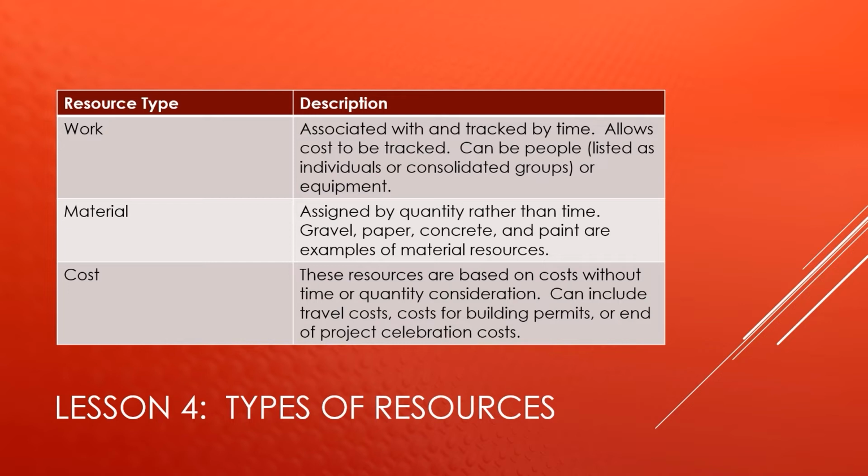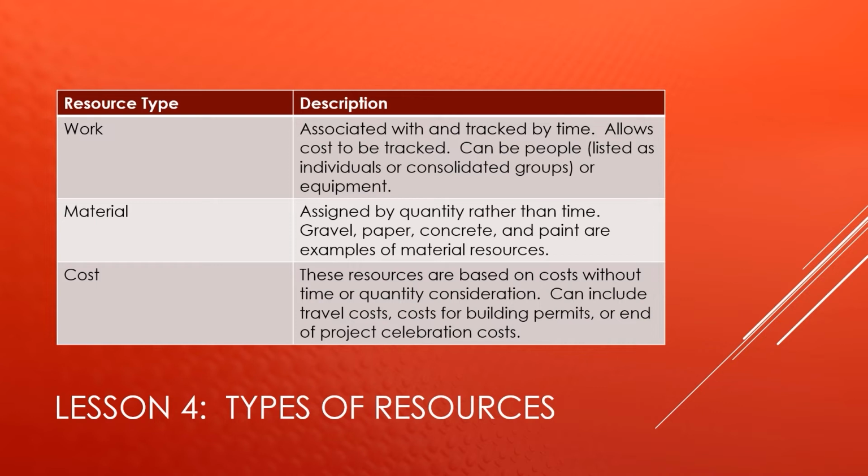Then you have material resources. They're assigned by quantity rather than time. Gravel, paper, concrete, and paint are examples of material resources. When you enter a material resource, you have to enter its measurement. So for example, if you entered paper as a material resource, its measurement would be reams.